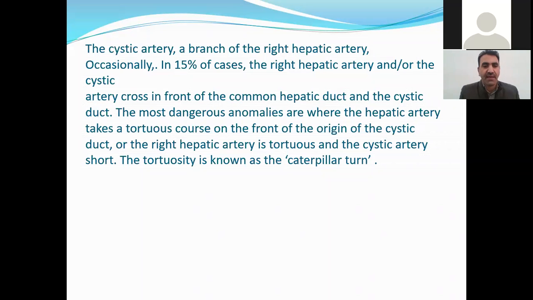And this makes identification difficult during cholecystectomy, the removal of the gallbladder, because the surgeon may consider this tortuous and long artery to be the cystic artery and clip it during the procedure, leading to dangerous bleeding. This tortuosity or anatomical variation is called Caterpillar Hump.